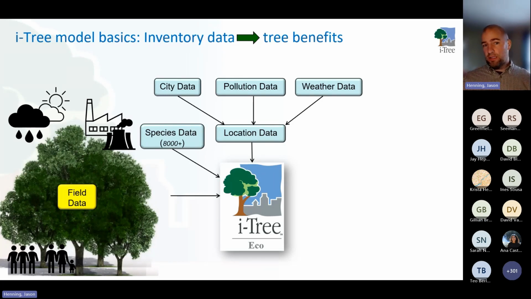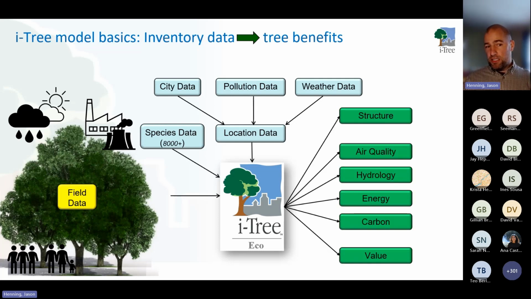So when we talk about the tools continually being updated, this database, the location database and the species database, that's a lot of where those updates happen. So just recently, we updated to 2021 pollution and weather data. So you've got more recent data, especially here in the US, to pull on for your estimates. So that's one of the continuous updates that happens within iTree.